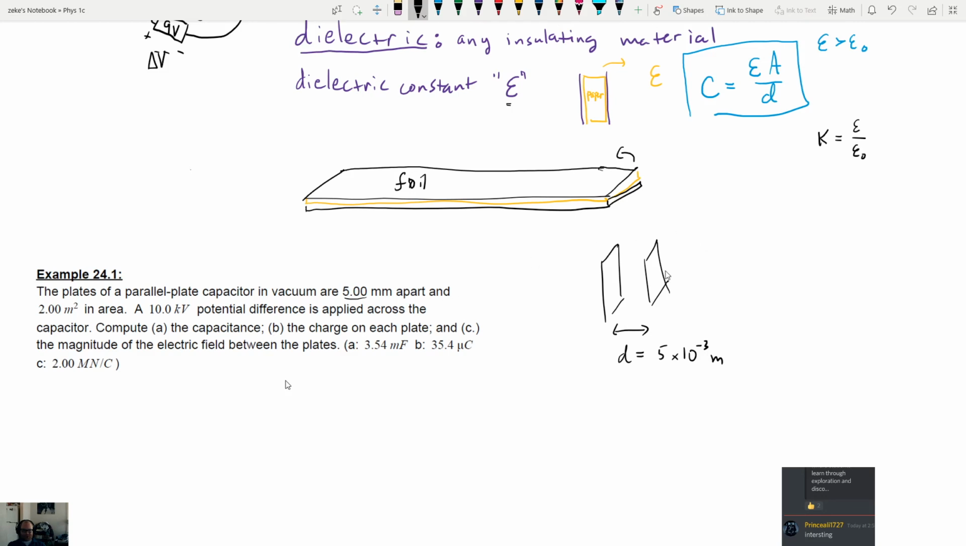They are 2 meters squared in area, so the area of the plates we could just label as A and say that the area is equal to 2 meters squared. That's huge, right? A meter by a meter. But this is just kind of an educational example. Delta V between the plates is 10 kilovolts, so 10,000 volts. And we want to find the capacitance. Okay, we're going to be using that equation. So capacitance is given by epsilon naught times A over D.